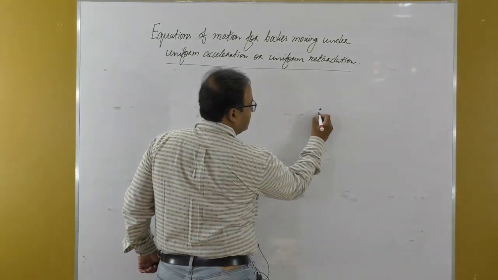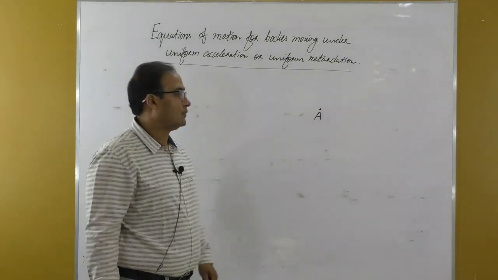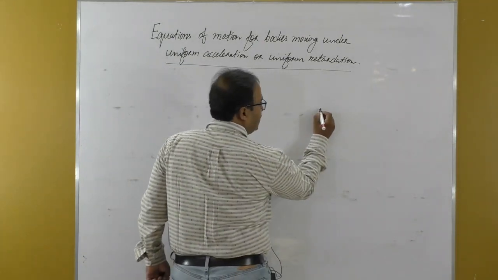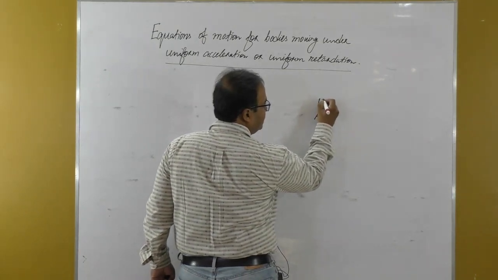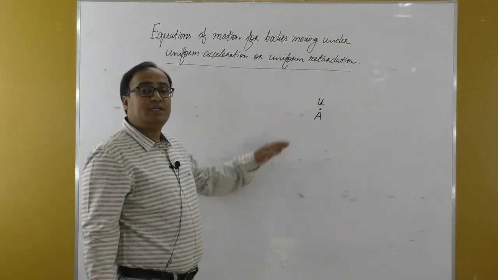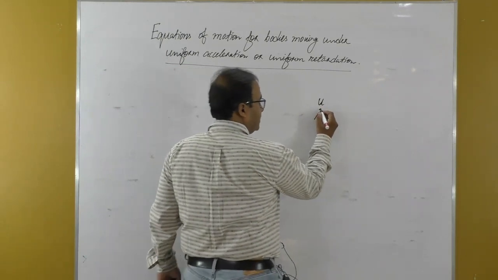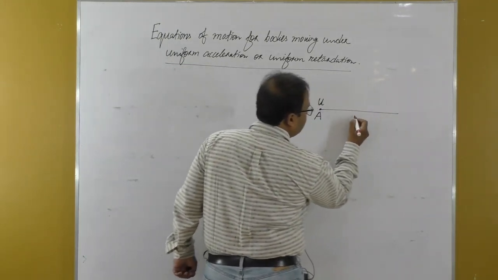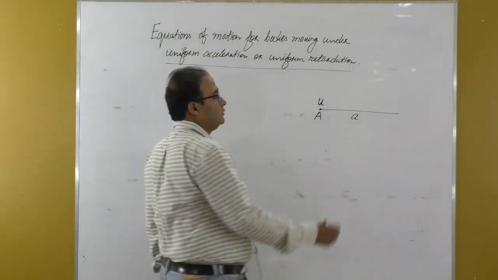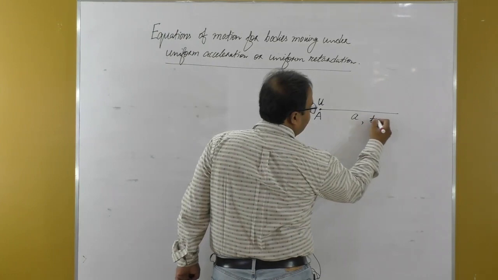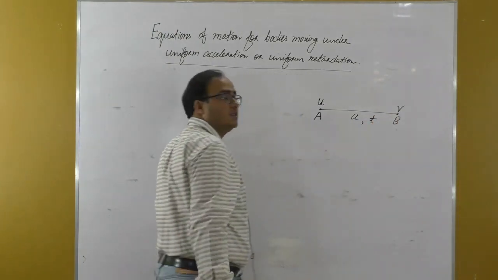It is supposed that a body starts its journey at position A. When the body's journey started at position A, its initial velocity is considered to be u. So what is the initial velocity of the body that starts its journey? Initial velocity is supposed to be u, and the body moves under uniform acceleration. Let it be a. After some time, the body reaches position B. Let the velocity become v.